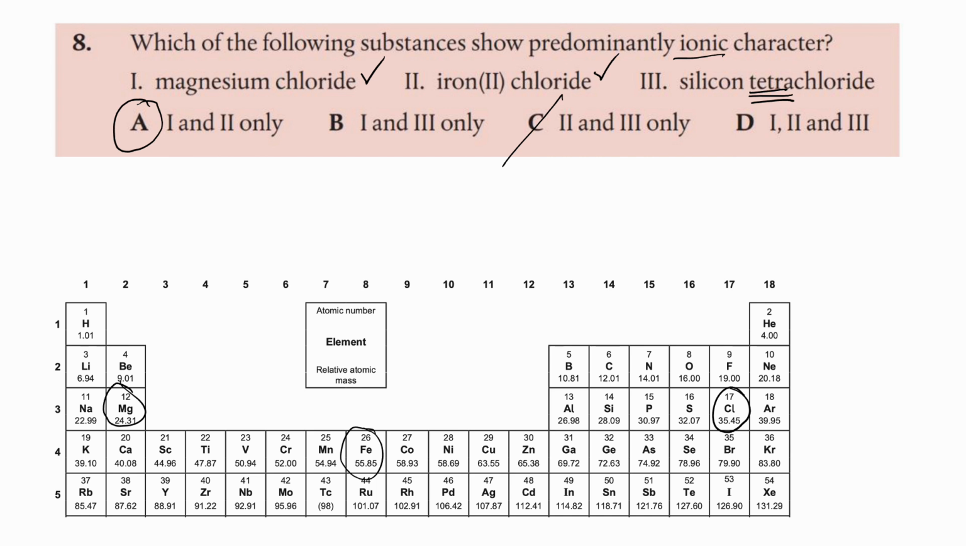The next is its structure. So you have silicon sharing 4 of its valence electrons with chlorine, forming a tetrahedral molecule. So that would not be an ionic compound. 3 would be a covalent compound, which shows little to no ionic character. So A is the answer for this one.